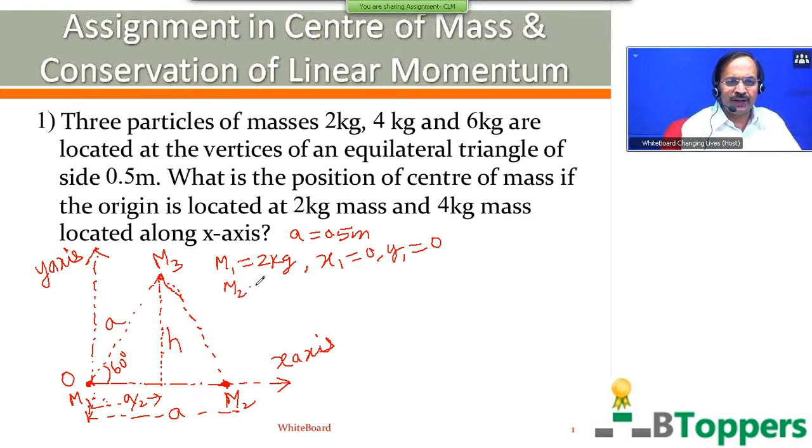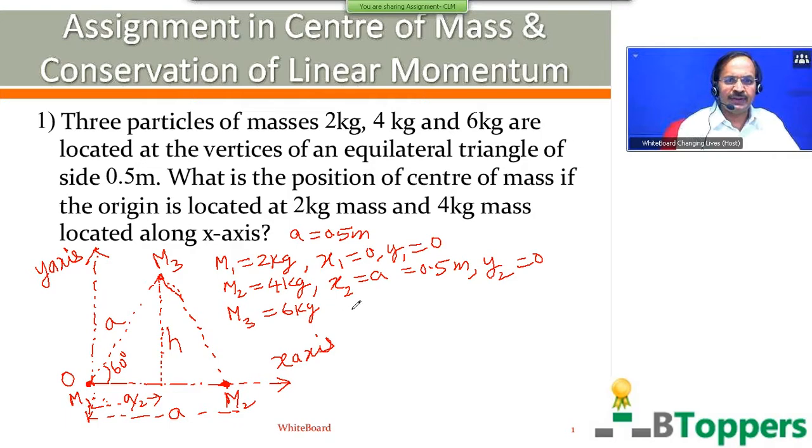Second mass m2 is equal to 4 kg, which lies on the x-axis. So the second mass lies at a distance a from the origin. So x coordinate for the second mass is equal to the length of the side of the equilateral triangle, that is 0.5 meter. The second mass lies on the x-axis, so y coordinate for the second mass is 0. Third mass m3 is equal to 6 kg, which lies in the xy plane here. That means the plane containing the 3 masses, I take it as the xy plane.